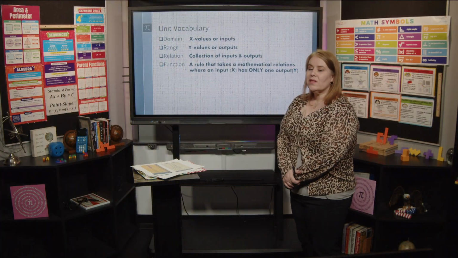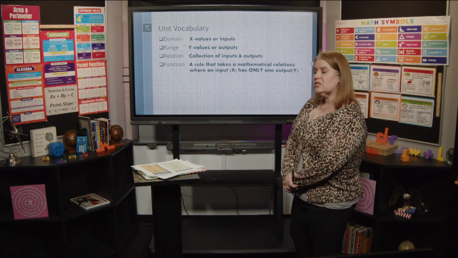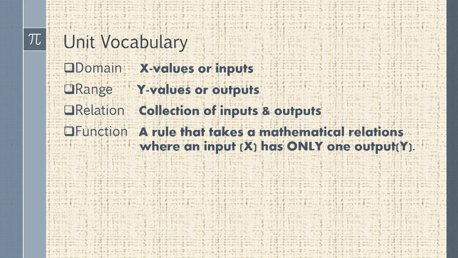Now, some vocabulary that is crucial for these relationships and functions are our domain, which is our x values or the inputs, and our range, which is our y values and our outputs. A relation is a collection of inputs and outputs. They have some type of relationship. And then a function is a rule that takes a mathematical relation where I have an x, which is my input, and I only have one output, which is my y value.